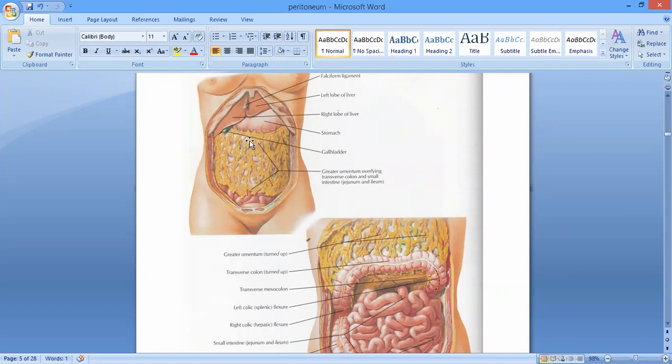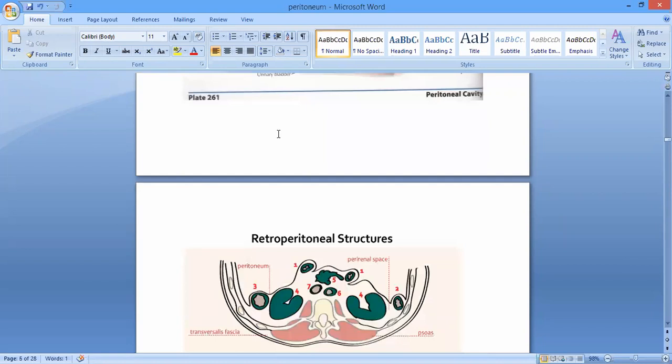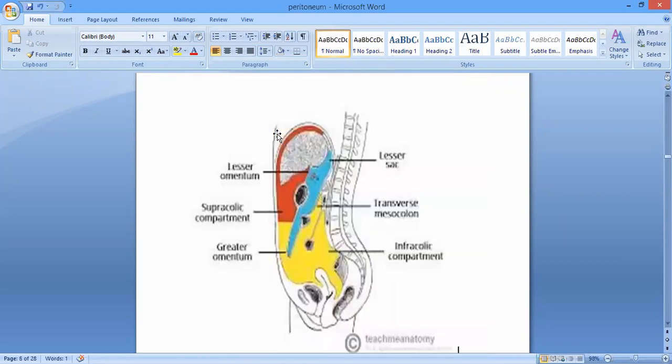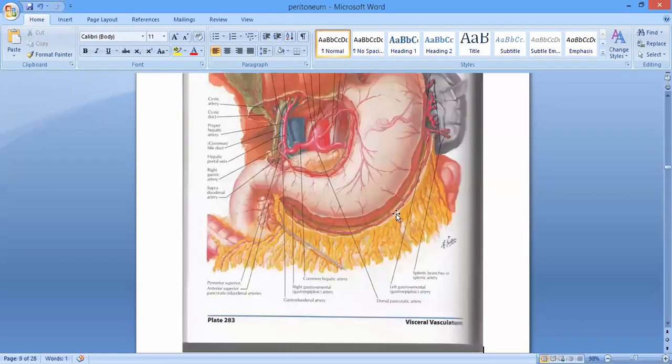And in this greater omentum, along the border of the greater curvature of the stomach, you will come across certain vessels. Here you can see this one. This is the greater curvature of the stomach. I told you when I gave you the brief introduction to the stomach that this outer border, the more convex part over here, is called the greater curvature, and the upper concave border over here is called the lesser curvature.